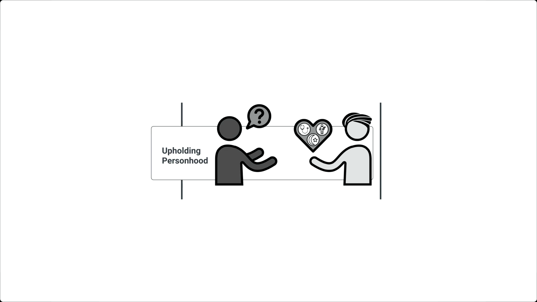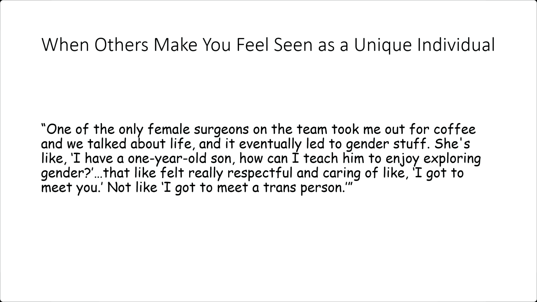Next is upholding personhood. Upholding personhood refers to making individuals feel seen in their identities, that you value their identities, but you also see that there's a person beyond those identities. And I will just give an example because that will make it pop, hopefully.